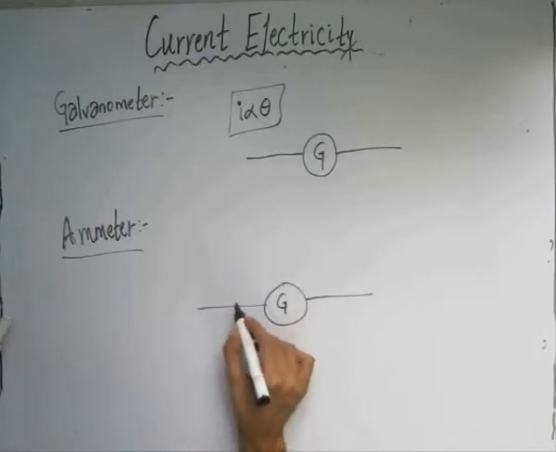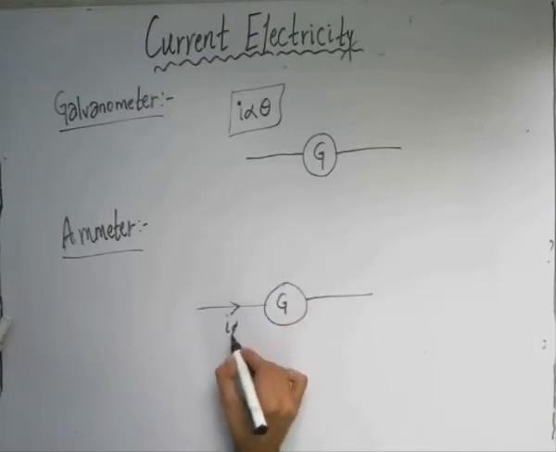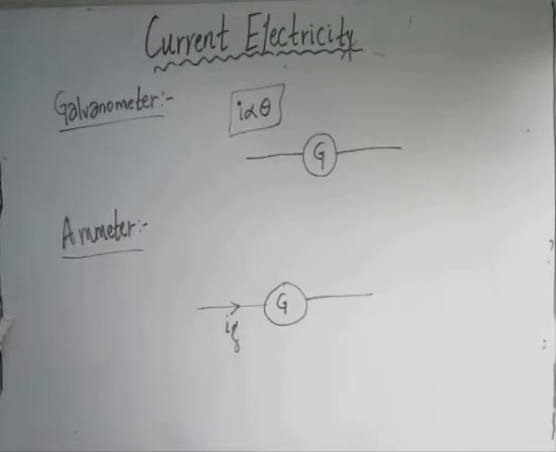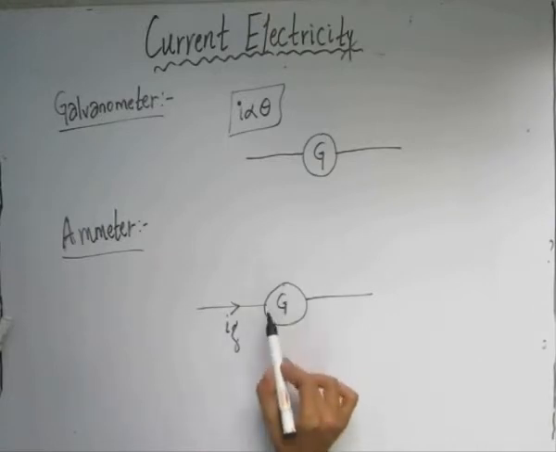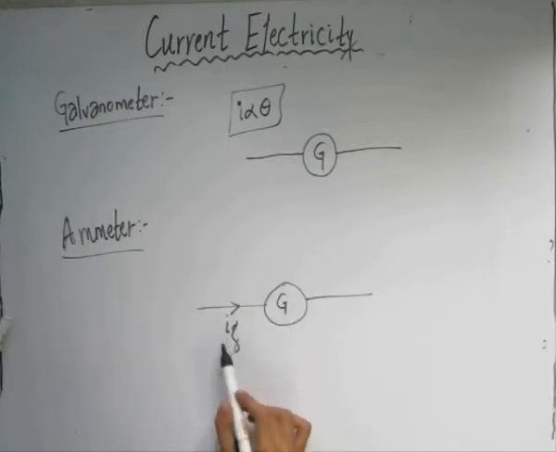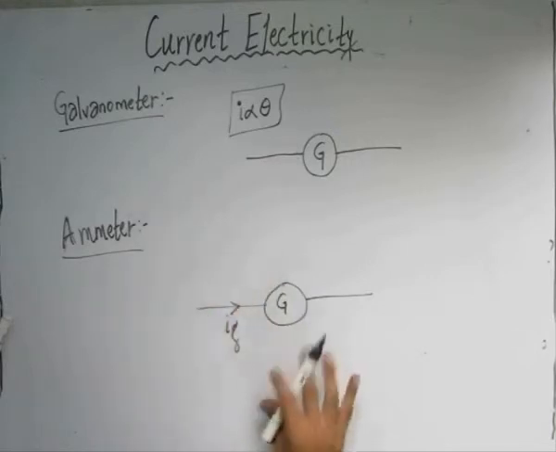This galvanometer is showing a full scale deflection of IG. What this full scale deflection indicates is that for a current IG flowing across the galvanometer, the deflection in the galvanometer would be maximum. So this is the original full scale deflection current IG. Now what we have to do is increase the range of the current which can be measured by the galvanometer. That is, we have to use this galvanometer as an ammeter.